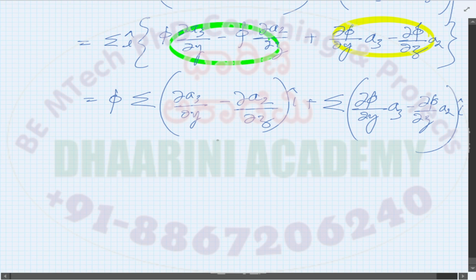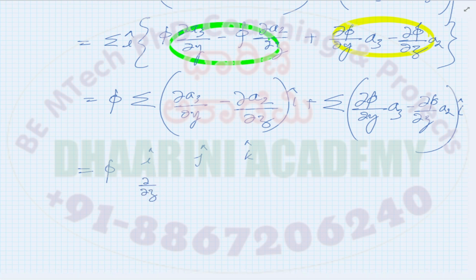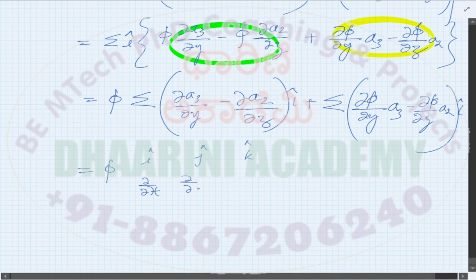After this, the next term I can try to write in the following fashion. This is equal to phi times the summation of dou a3 by dou y minus dou a2 by dou z into i, which is nothing but, this is actually a determinant. This is i cap, j cap, k cap, then dou by dou x, dou by dou y, dou by dou z, into the same term, and this is a1, a2 and a3.